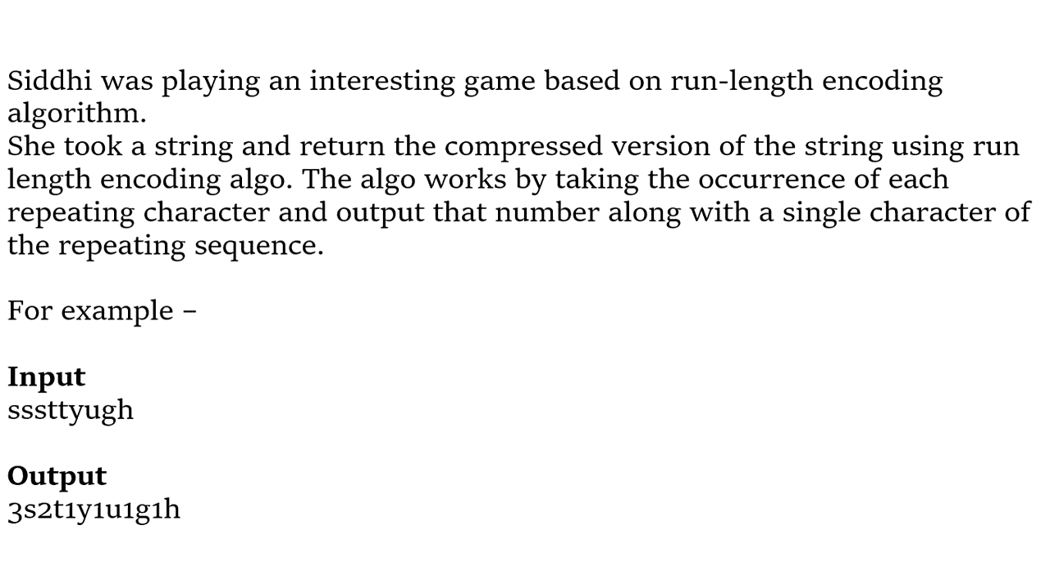Let me explain what is written in the question with the help of an example. A string is provided to you, and in the output you have to first give the number of times the character has been repeated, and then you have to associate the character. For example, in this string you can see S has been repeated thrice, so we get 3S in the output. Then T has been repeated twice, so we get 2T. Then Y is only once, so 1Y, 1U, 1G, 1H. Right? So this is how Siddhi is implementing the run length algorithm.